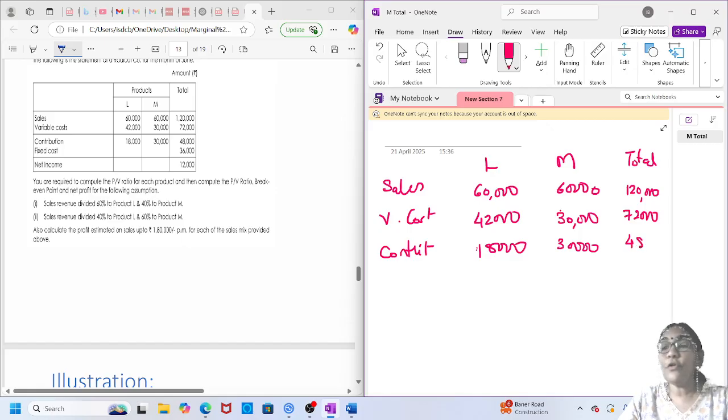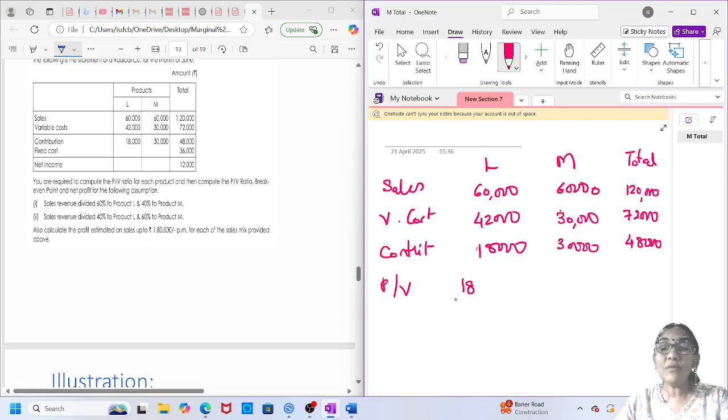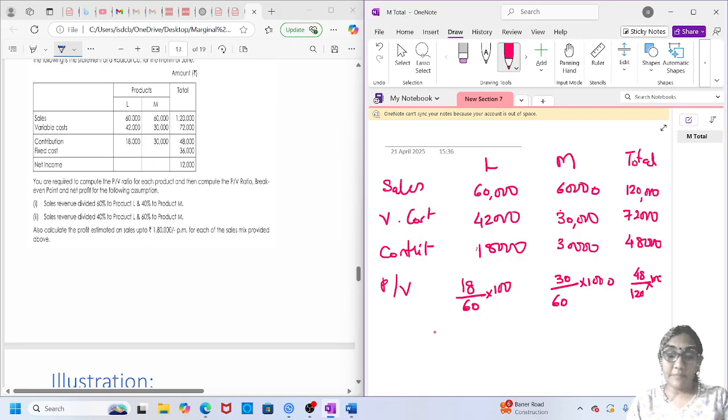Total contribution is 48,000. So the PV ratio, which is calculated as contribution upon sales. Here it will be 18,000 divided by 60,000 into 100. Here it is going to be 30,000 divided by 60,000 into 100, and the weighted average is going to be 48,000 divided by 1,20,000 into 100. So in this scenario, let us calculate the PV ratio. So 18 by 60, here you get a PV ratio of 30%.